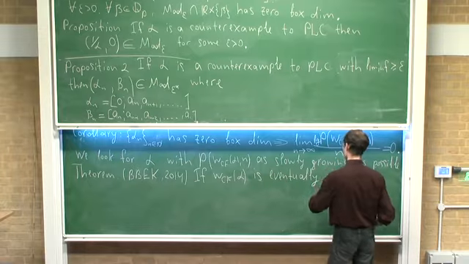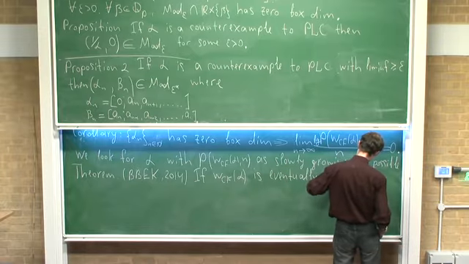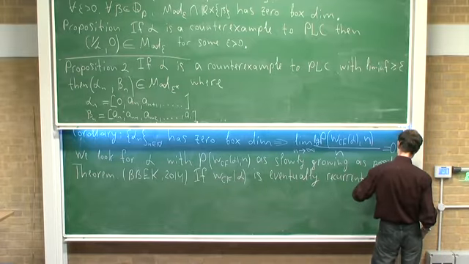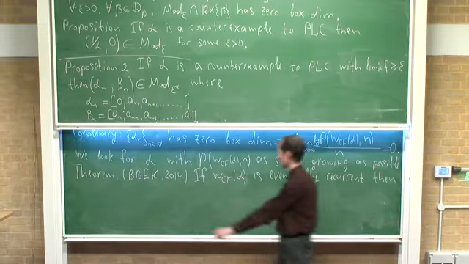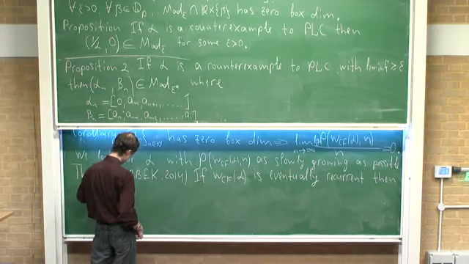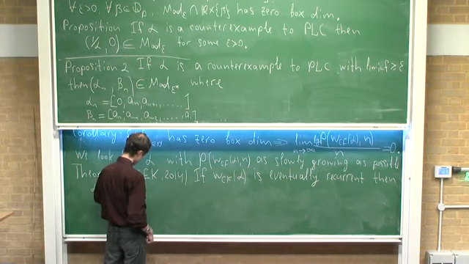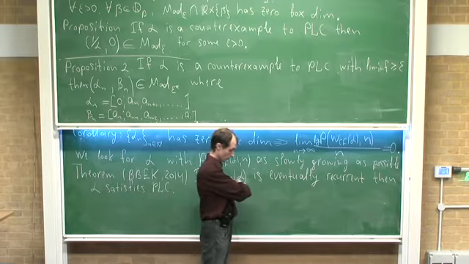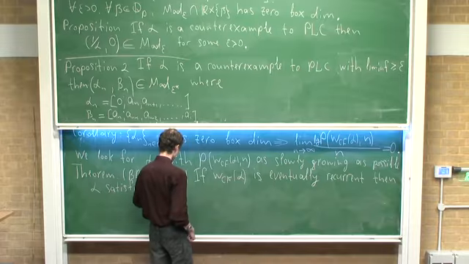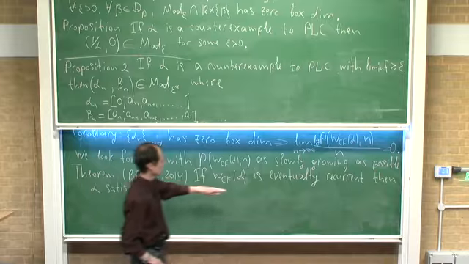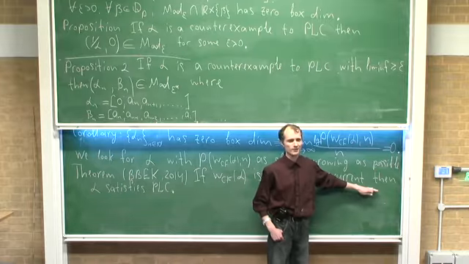If it's eventually recurrent, then alpha satisfies the periodic Littlewood conjecture. Right. Is that clear? No.